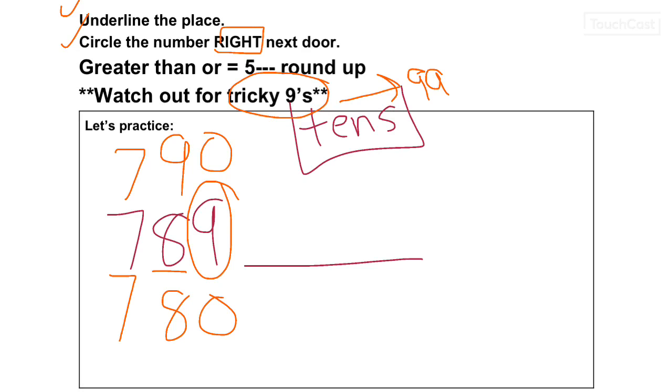Let's look at the circled number. Let's ask ourselves, is the circled number greater than or equal to 5? So is 9 greater than or equal to 5? Yes, it's greater than 5. If we say yes, we round up.